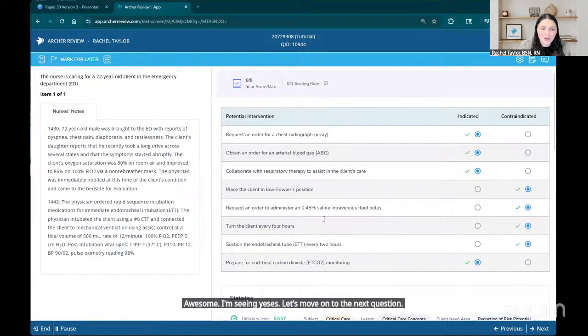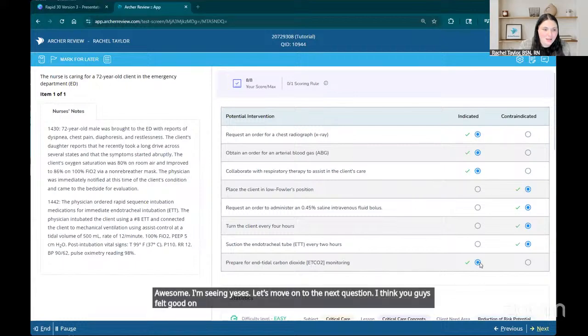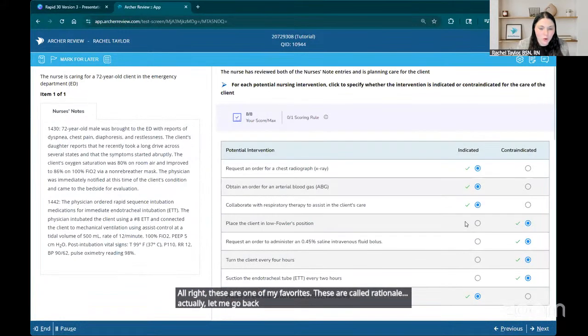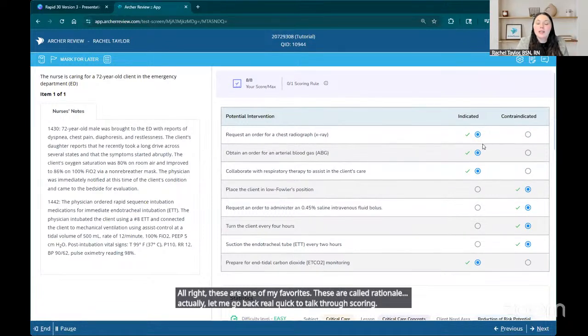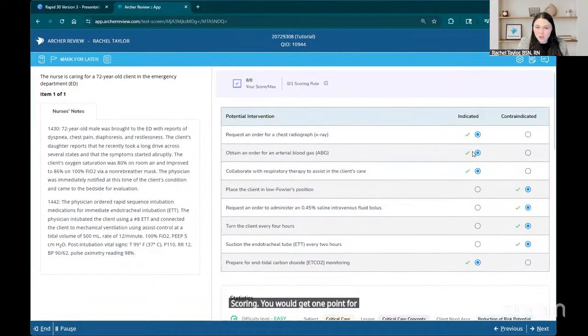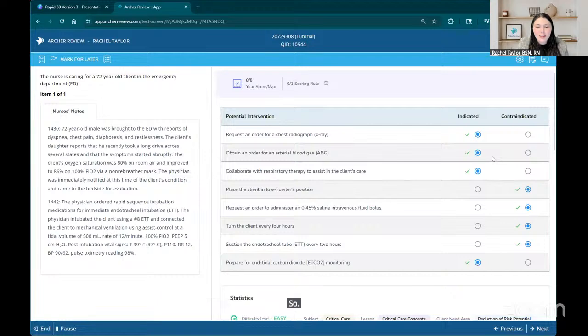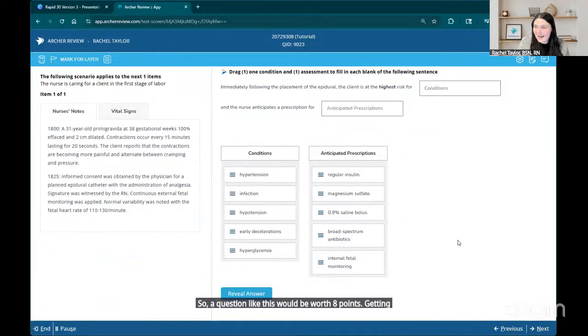I think you guys felt good on the rest of these. All right. These are one of my favorites. These are called rationale. Actually, let me go back real quick to talk through scoring. Scoring, you would get 1 point for each one that's correct. You wouldn't get minus 1 for getting it wrong because you can only put it in one of the categories. So a question like this would be worth 8 points. Getting each one correct got us an 8 out of 8.